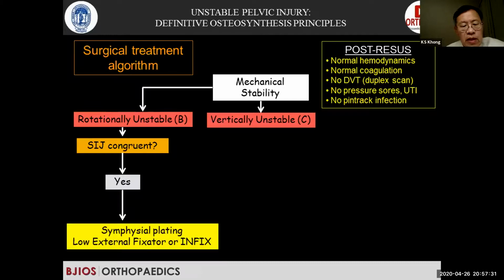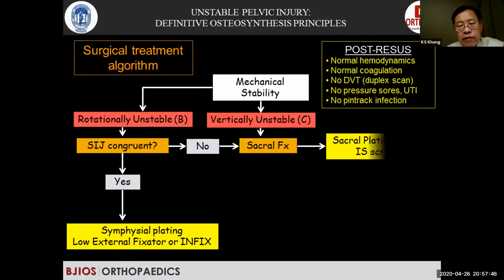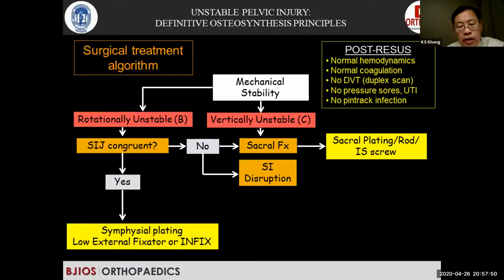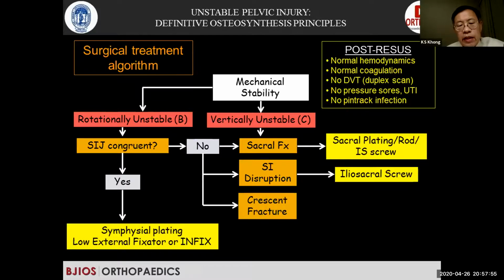If it is yes, you may just do a symphysis plating and do a low external fixator or infix, as Puneet has shown earlier. If the sacroiliac joint is incongruent after initial reduction, you have to think of whether it's a sacral fracture, then you go on to your sacral fixation. The sacroiliac joint disruption will then go on to your iliosacral screws in most cases. And finally, crescent fracture, you can do either a plate, a screw, or a combination of both.